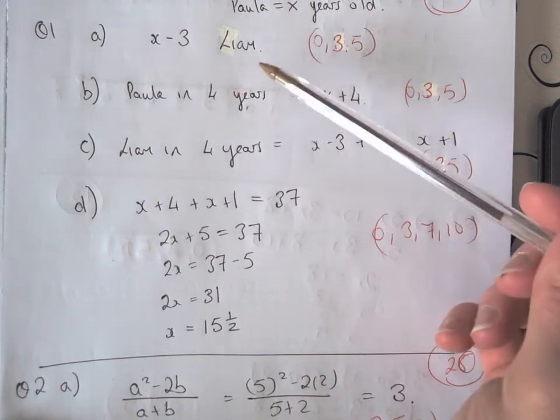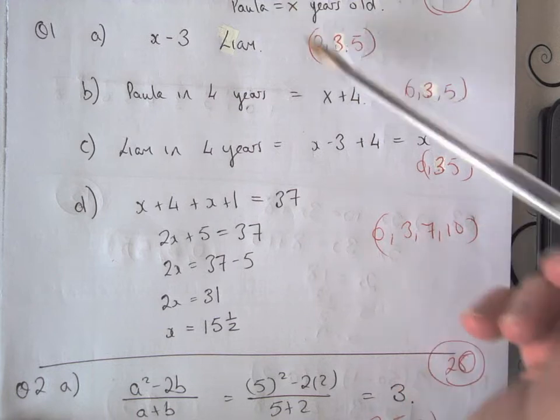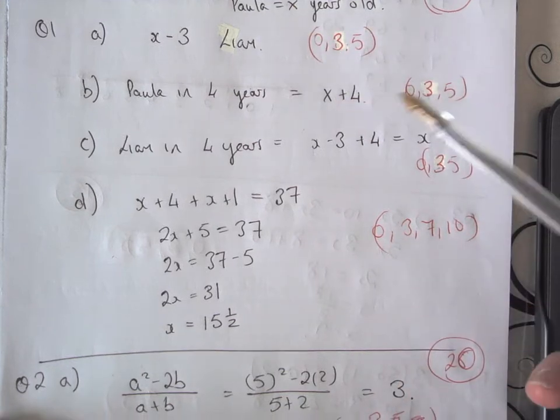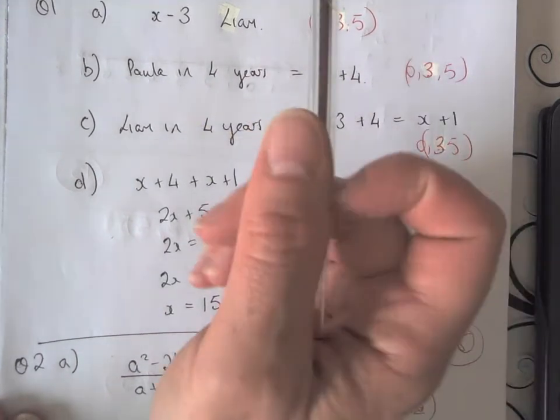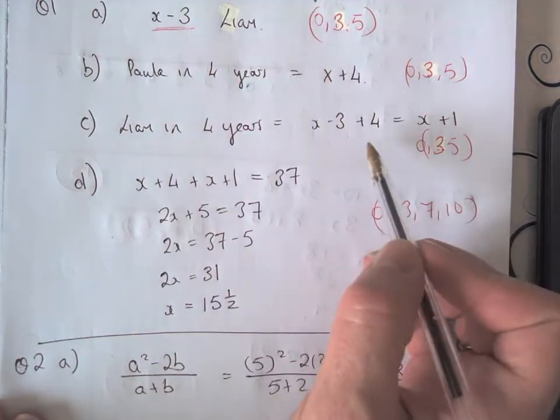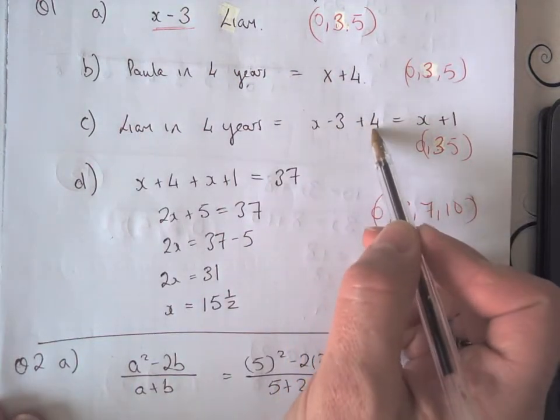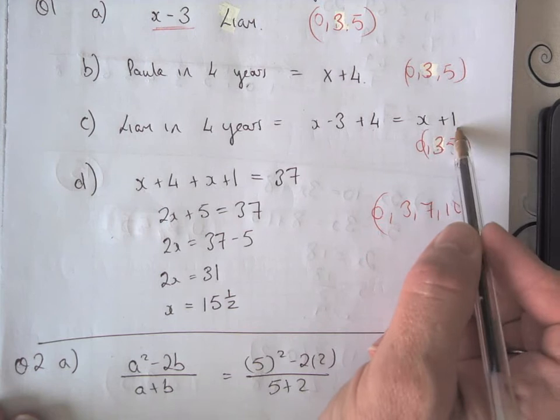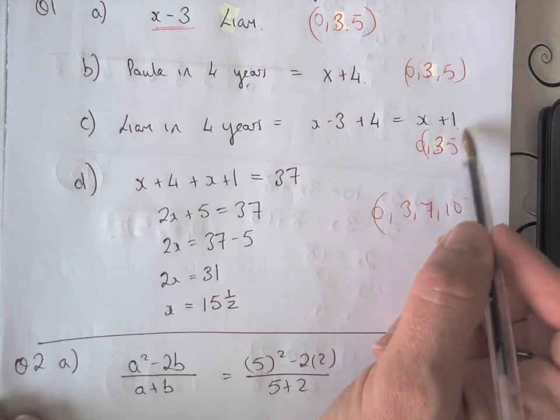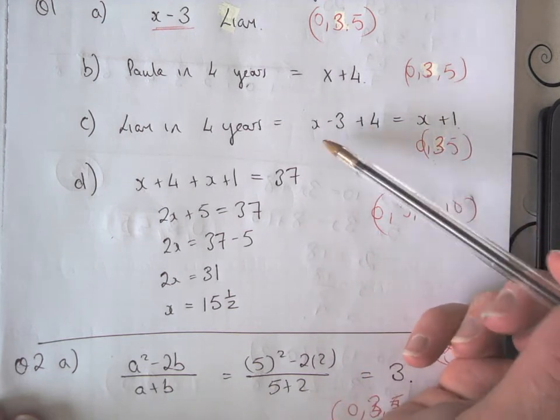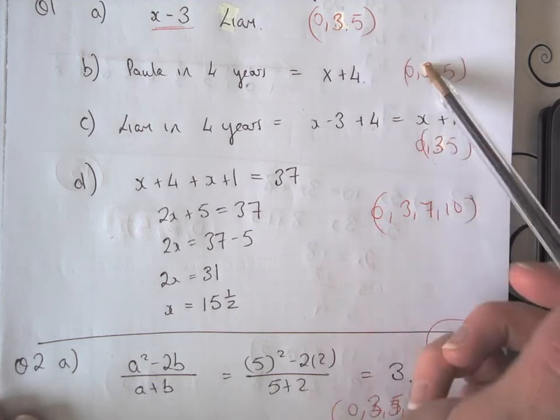Then Paula in 4 years time, so it's X plus 4 for Paula. Again, there's 5 marks. And Liam in 4 years time. So Liam was X minus 3. So in 4 years time, it's X minus 3 plus the 4, which is X plus 1. Alright, so that was a bit tricky. Again, there's 5 marks going for that. So if you got partially right, you'd only get 3.